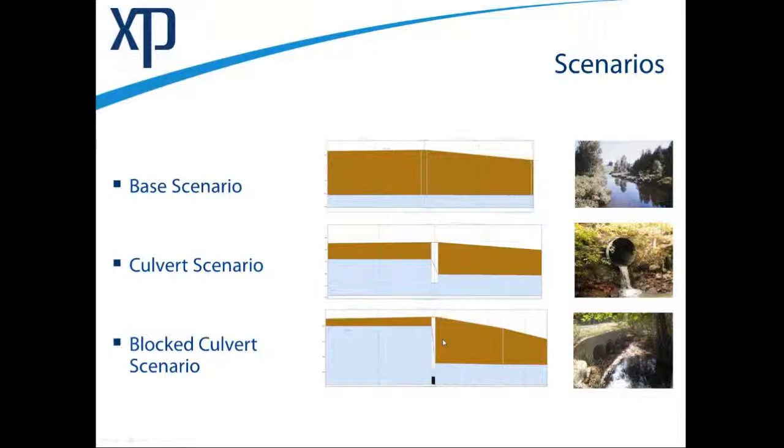And then in the third scenario, the culvert will be partially blocked. So what Ludmila is going to do is she's going to create some sedimentation or debris in a certain depth of the culvert.